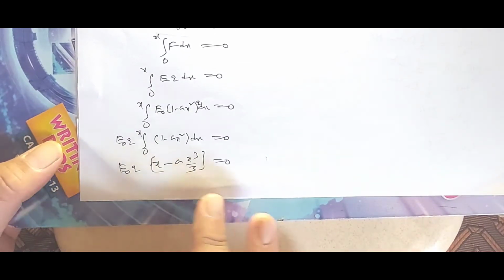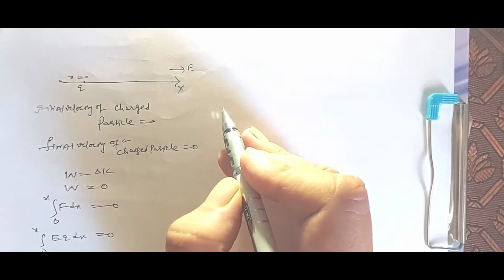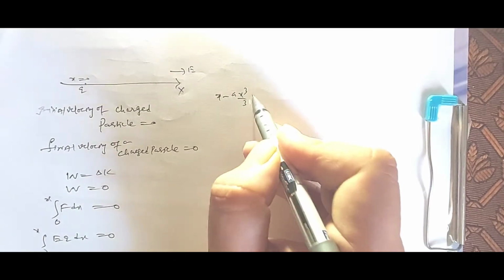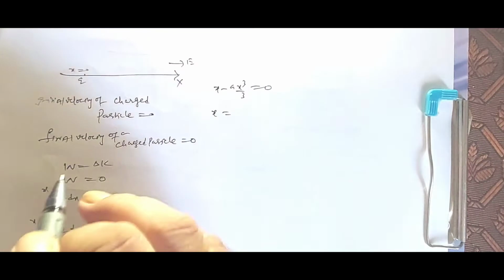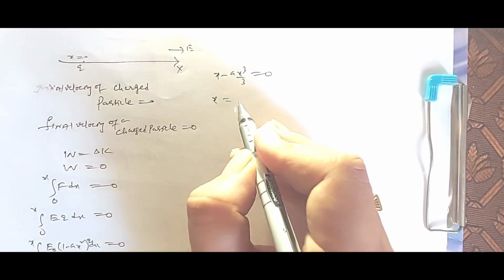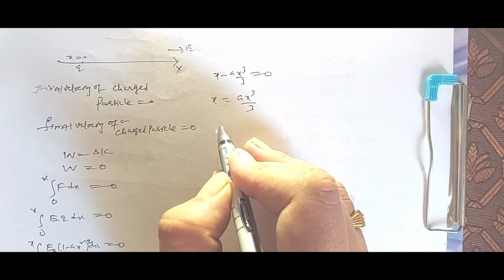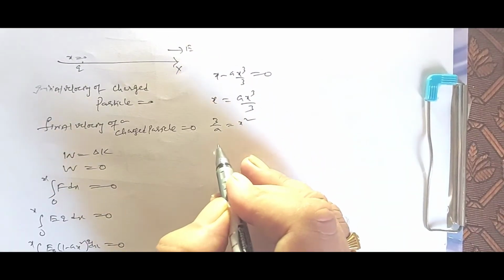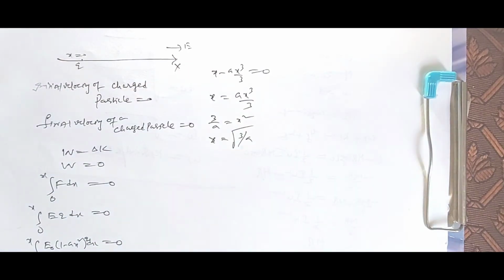On putting the limits, we get the same value here. Now we write x minus ax cube by 3 is equal to 0. So x is equal to ax cube by 3, which gives 3 by a is equal to x square. Now x is equal to the square root of 3 by a.